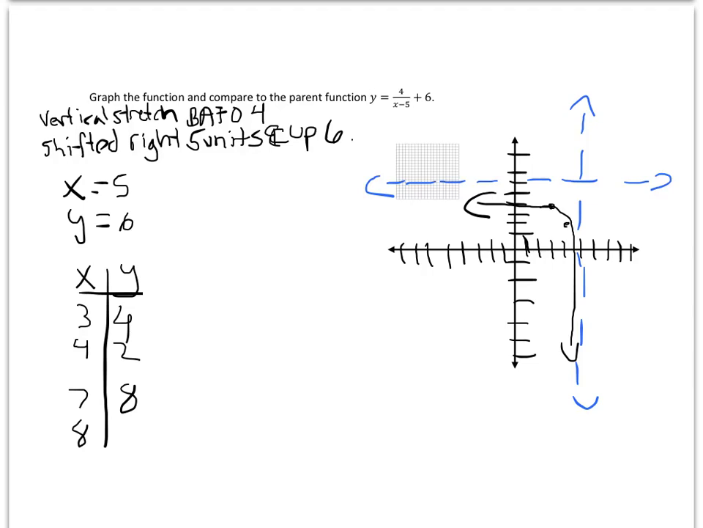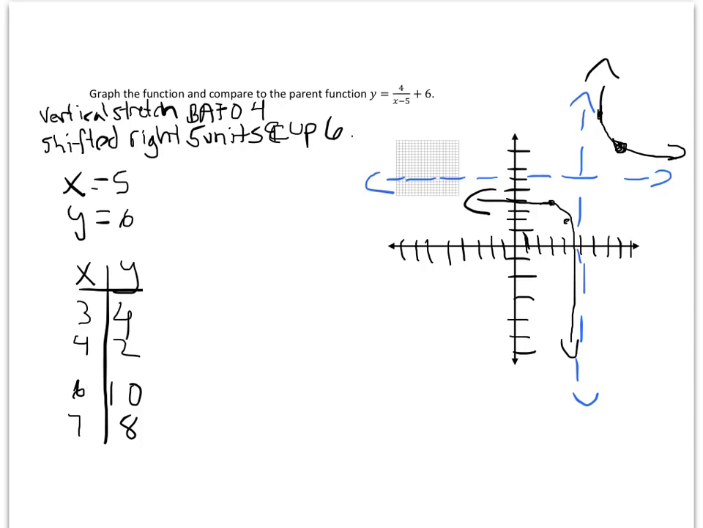Oh, wait, I missed one. I'm going to change this. Instead of 7 and 8, I'm going to do 6 and 7. So I know I get 8 there. If I plug in 6, I get 10. So 6, 10 would be up here, and then 7, 8 would be right there. So there is our graph.